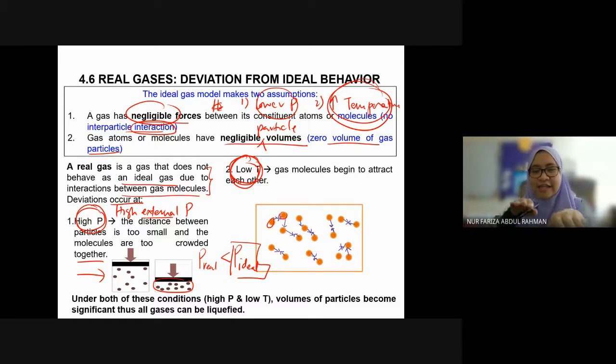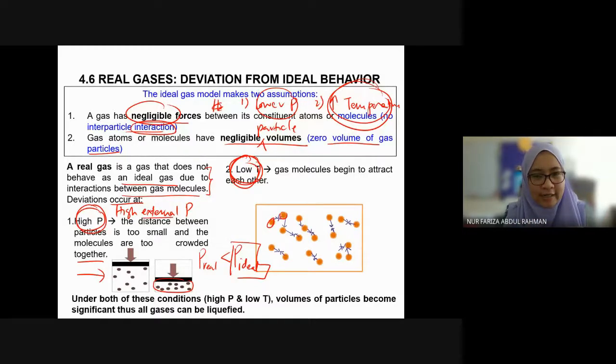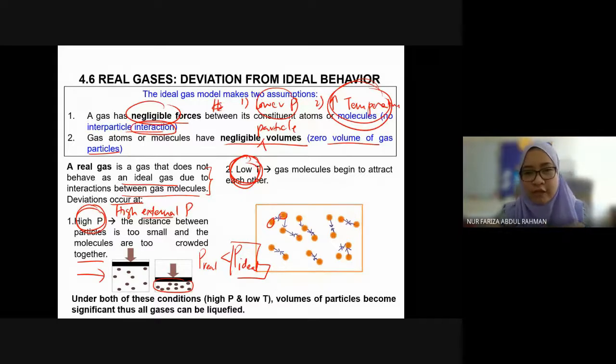Bila dia come closer to one another, they have enough time to interact. Sebab apa? Dia punya speed tadi dah slow. Slow sempatlah, hey apa khabar? Sihat? Dia ada that moment to interact with one another. Compared to kalau high temperature tu, dia zoom. Amboi, sombong kan? Because of the speed dekat situ. So low temperature cause the speed of the molecule to slow down and they have time to interact.